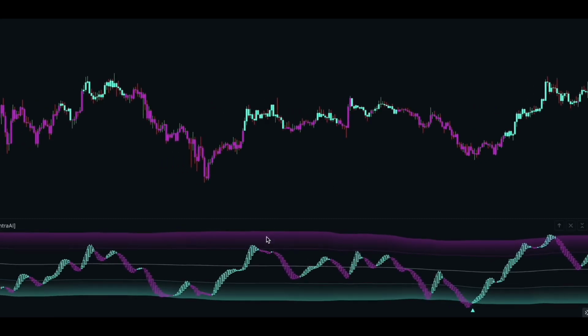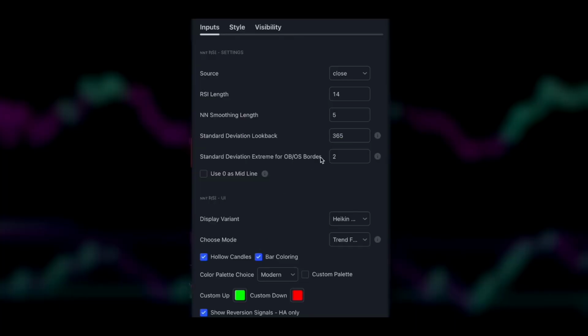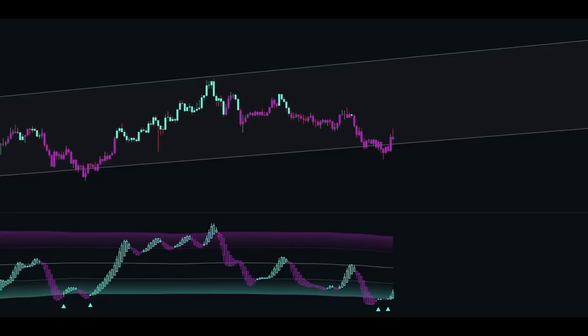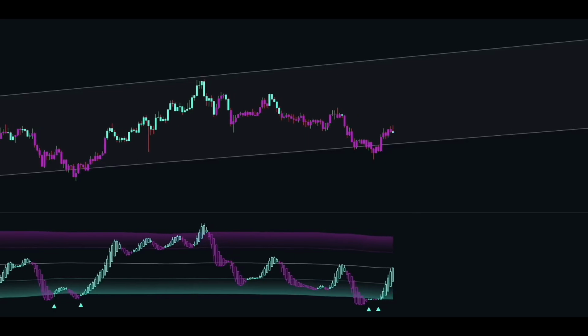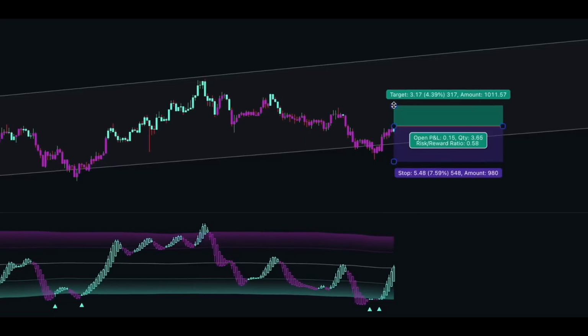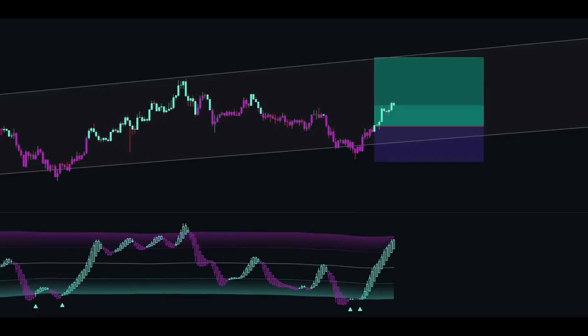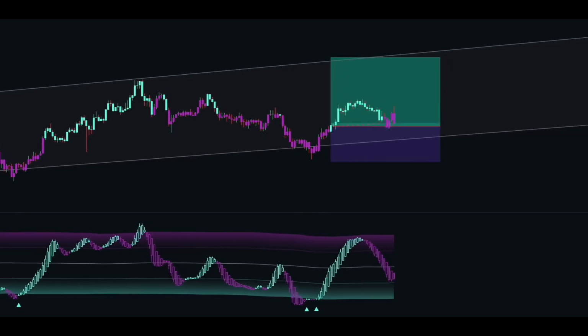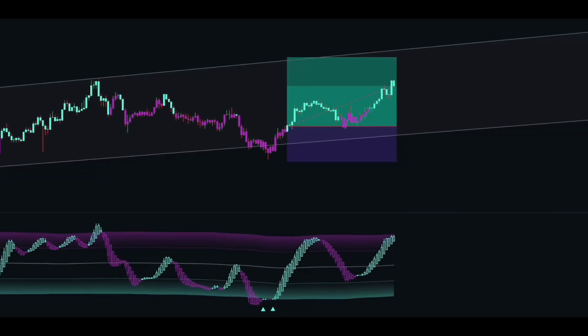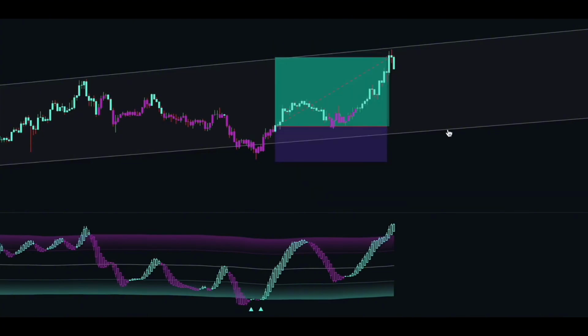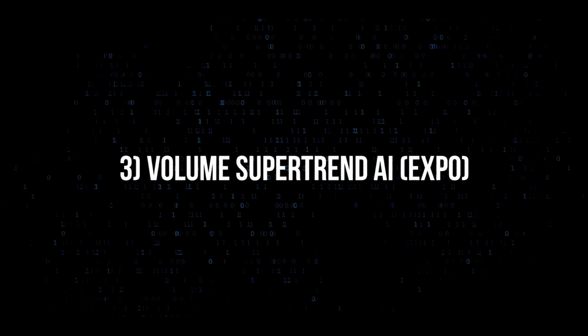To take maximum advantage of this amazing indicator, play around with the settings to find the most optimal ones for the current timeframe. The two parameters you should focus on are the NNT smoothing length and standard deviation extreme. These will affect signal accuracy and frequency. I recommend combining this AI oscillator with trend-following indicators like moving averages, trend channels, supply and demand zones, or even with the third indicator on my list, Volume Supertrend AI.